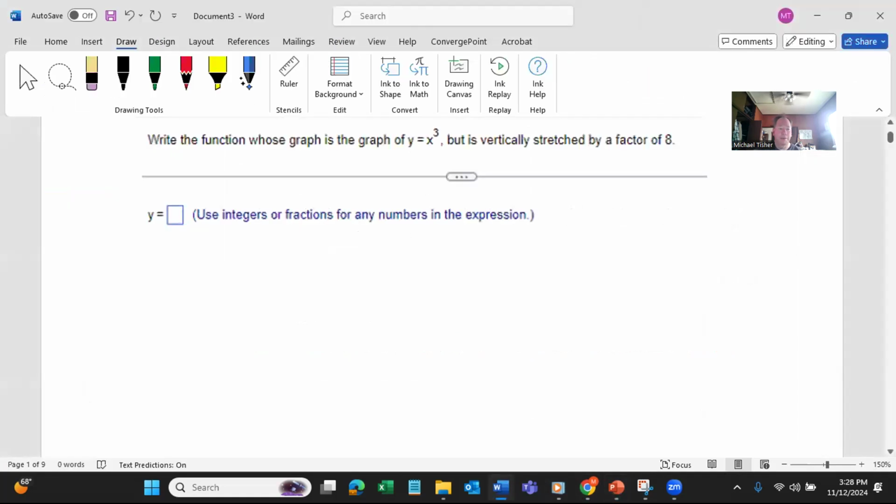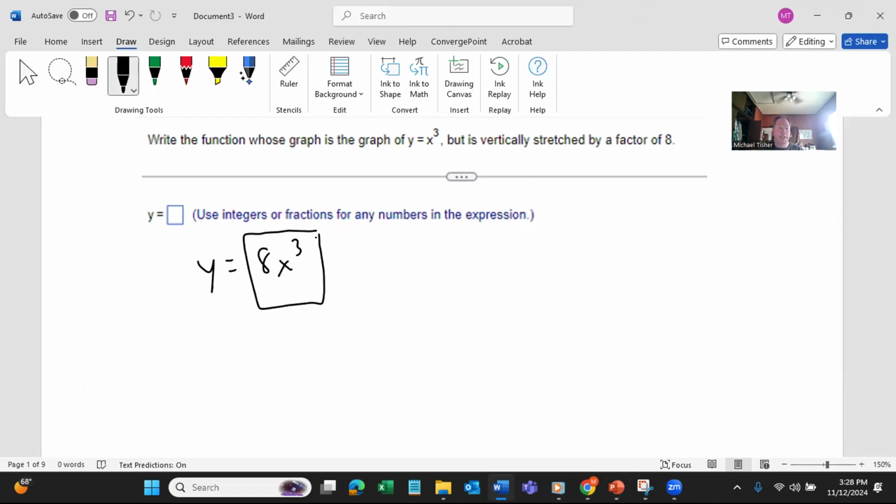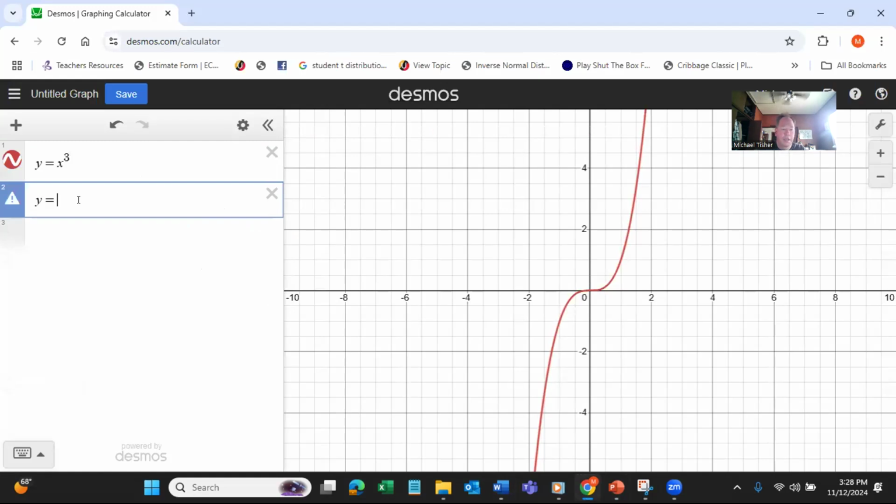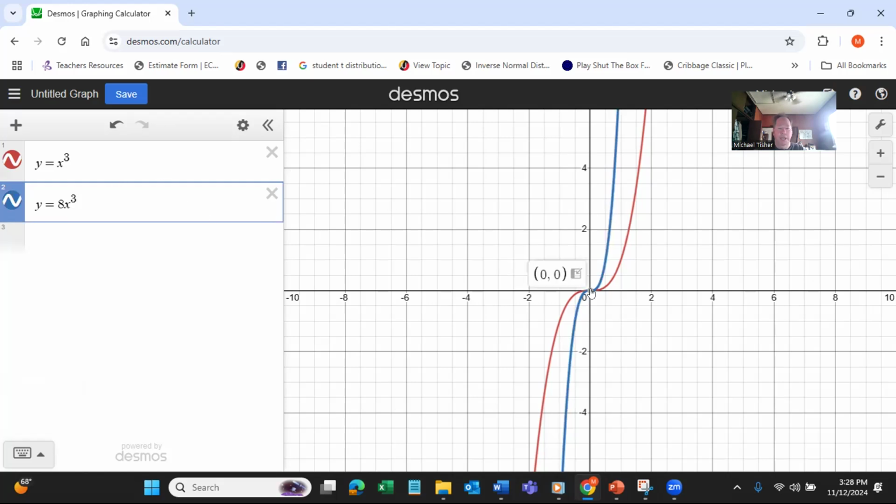So let's look at the problem again. We want to stretch it by a factor of 8. And what this means is we're going to multiply 8 by the x cubed. So the answer should be y equals 8x cubed. So let's take a look at how that compares to y equals x cubed. Okay, so y equals x cubed is the red graph, and y equals 8x cubed is the blue graph.